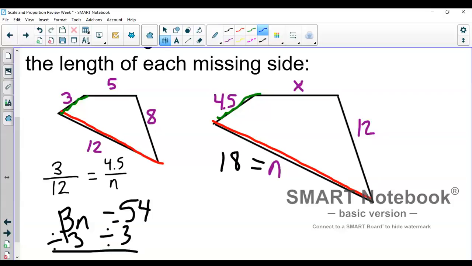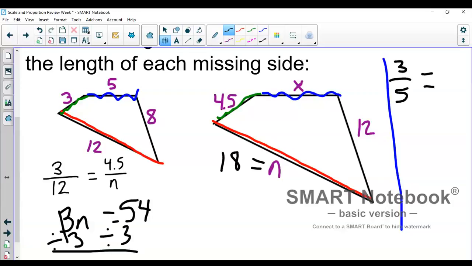Now we need to find this missing side up here, this x. And this x corresponds to the 5. And again, you could use a variety of different sides. For me, I'm going to use this 3 by this 5. So 3 to 5 is in comparison to, well, here's my 3, which is in comparison to 4.5, and my 5 and my x. So you see the little blue squigglies, those are my corresponding sides.